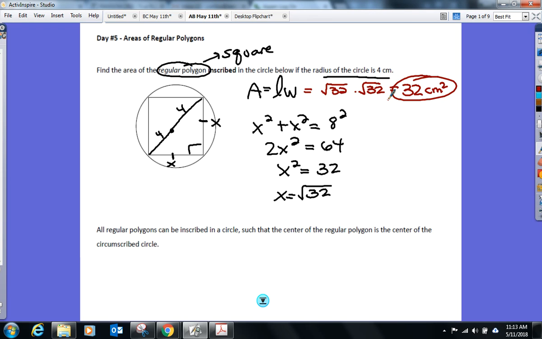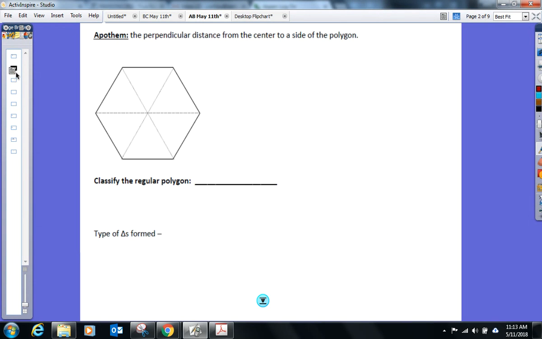What if I turn that into a regular hexagon now? How are we going to find, anybody know the formula for a hexagon? Me neither. So that's what we have to come up with today. You, myself, your group, come up with different ways. Even though we don't know what the formula is for each figure, how do I still find the area?